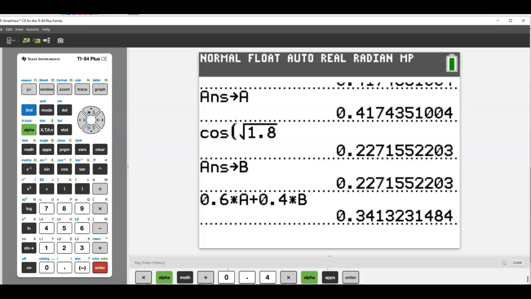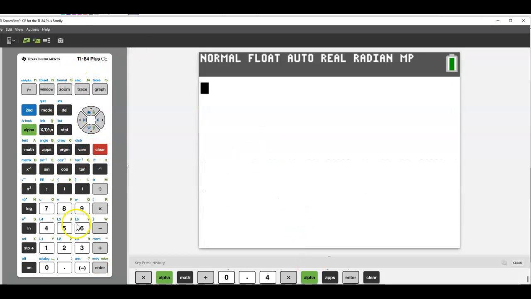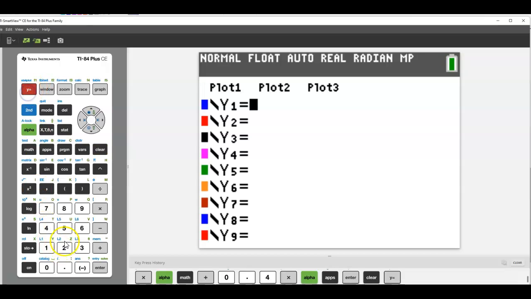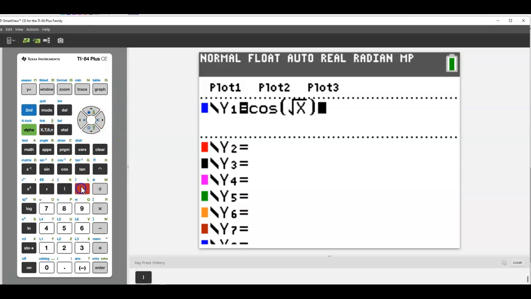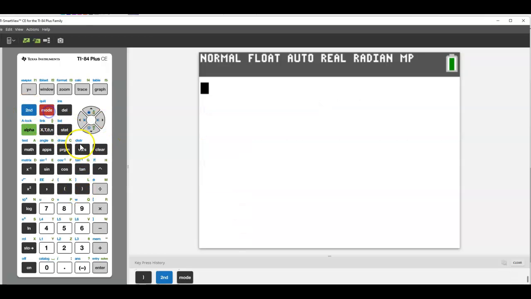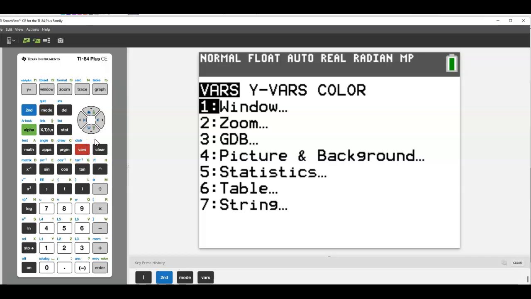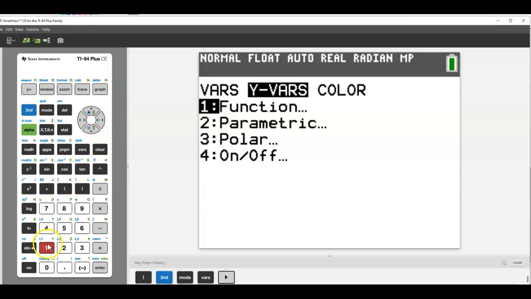So bring up my calculator. Let me clear everything out of here. And we're going to start storing some values. I think this time I'm going to put the cosine function here just because I want to be fancy like that. So cosine square root x. There we go. That way I can use the y bars function instead of having to keep typing that function in over and over again.